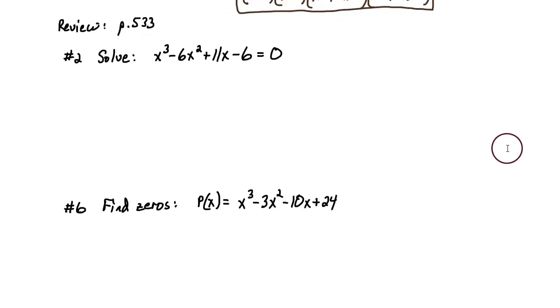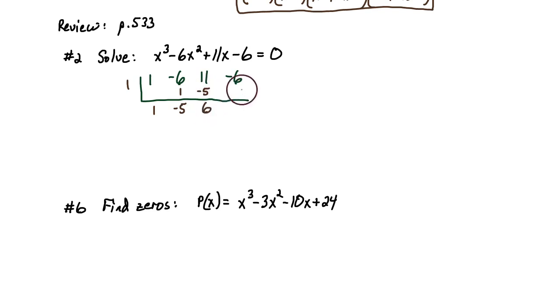Now for the review. Solve this equation. Let's use the synthetic substitution technique to get started. 1, negative 6, 11, negative 6. And I'm going to try dividing in 1. 1, 1, negative 5, 6, 6, and 0. That worked. And it depressed the equation. We can rewrite it as x squared minus 5x plus 6 and set that equal to 0.